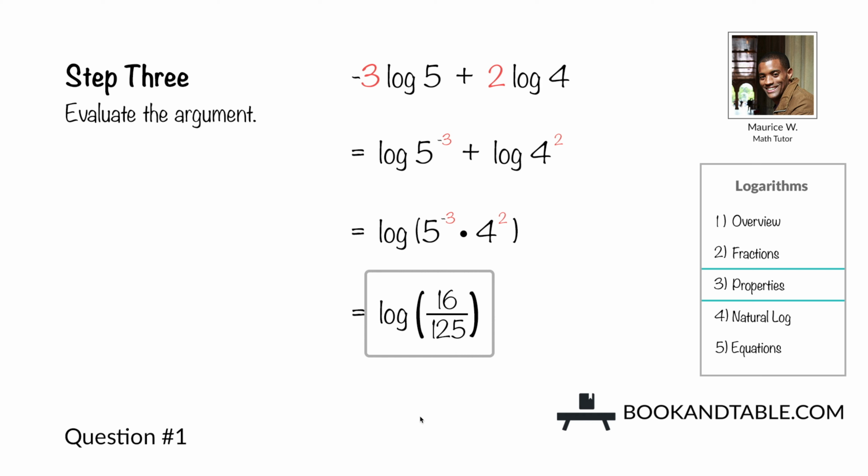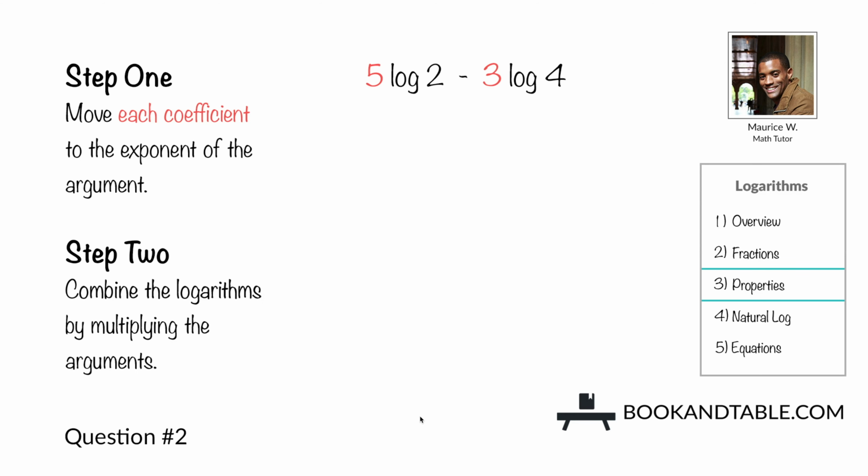So that is the answer to question number 1. Let's now have a look at question number 2. We were given 5 log of 2 minus 3 log of 4. Step 1, move each coefficient to the exponent of the argument.